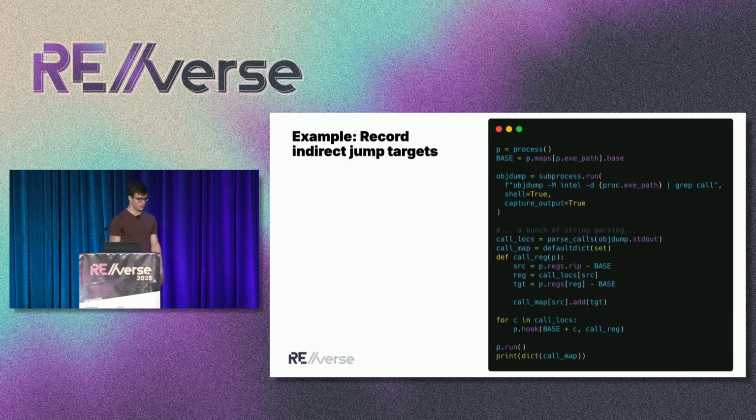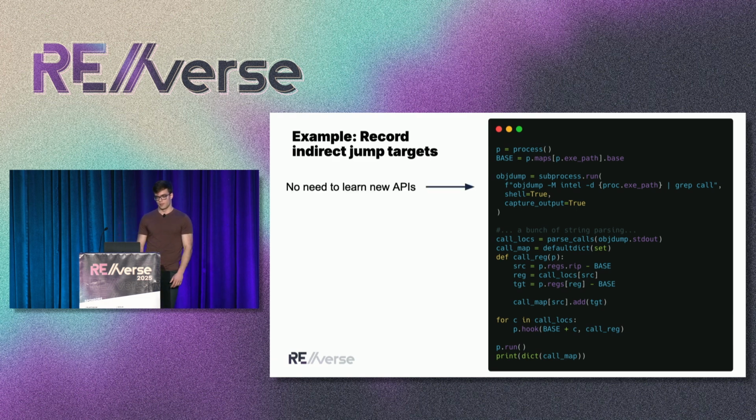This next example is a little bit more complicated. In this example, what we want to do is record all of the indirect jump sources and targets. The use case is, if you have some sort of obfuscated binary and Binary Ninja can't recover all of the indirect jump targets, you can basically run it, collect them all, and then tell Binary Ninja about them.